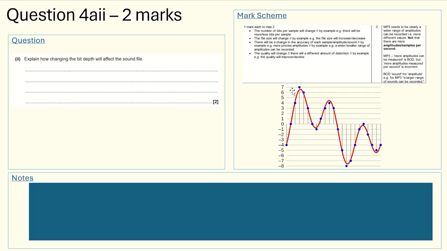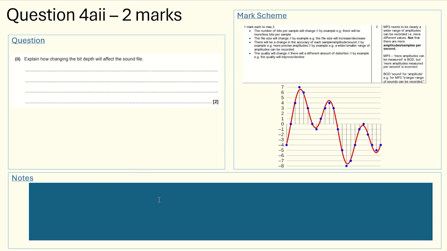Likewise, if we got rid of 6 completely, okay, and we only had 5 and 7, then we're using less data. But the effect of that would be that this blue dot would have to go to either 5 or 7, which means that it wouldn't be as accurate, so the quality would decrease.